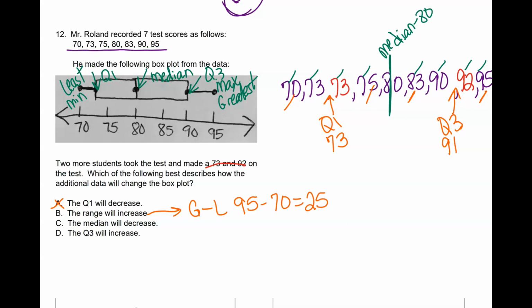If we look at our data that has the two test scores added in, our greatest number and our least number does not change, and so that is going to stay the same. The median, letter C, the median will decrease. The median here is 80, and in our new one, it is also 80, so that's not correct. The Q3 will increase. Q3 on the original is 90. Q3 on my new one is 91. So D is correct.